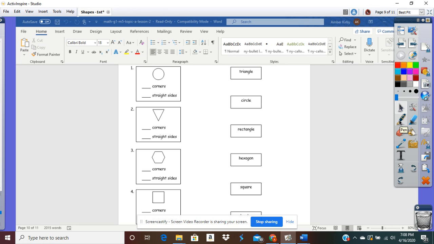Remember, when we're looking at shapes, we want to talk about how many sides, how many corners or angles or vertices does the shape have. We're looking at its attributes. All right, let's quickly fill out this chart and talk about these shapes.